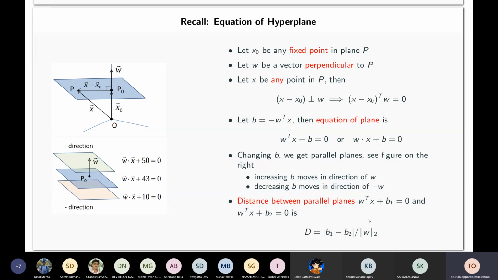Now the distance between the two parallel planes is given by this formula. This is also something we know from our previous lectures. It is the absolute value of B2 minus B1, divided by the norm of W.